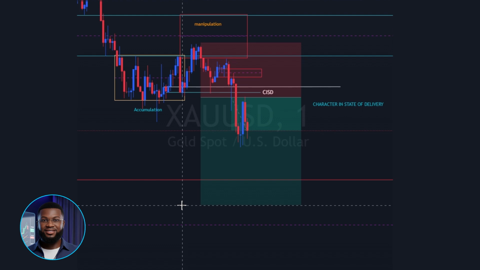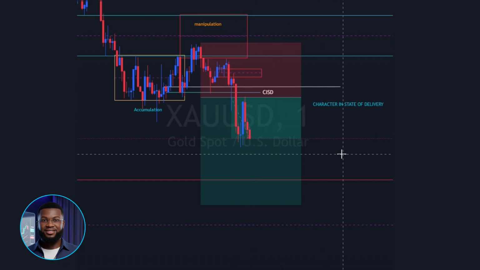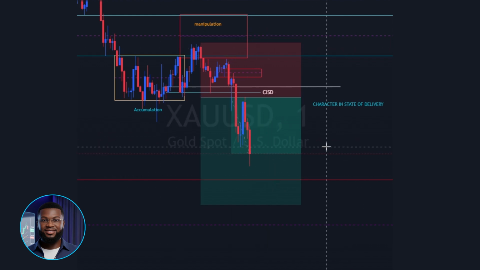Remember our TP, we are looking at price moving to 4337. So price came, we tapped in, we entered. Now we are taking the sell side. So this is a classic ICT entry. We can see that price makes an accumulation, manipulation, then distribution.